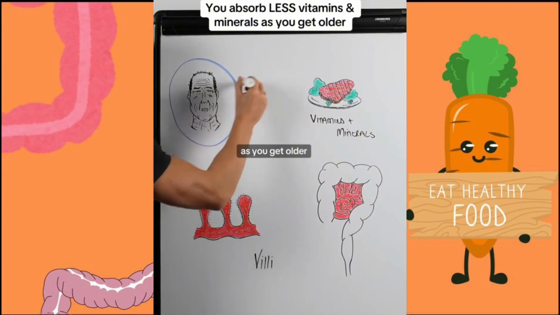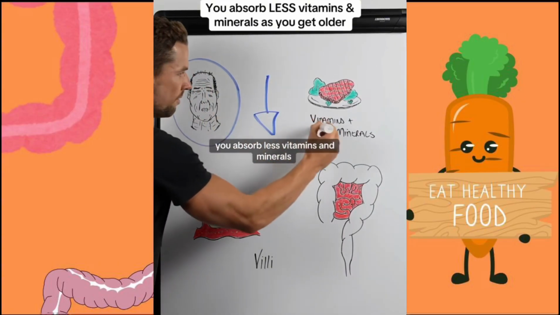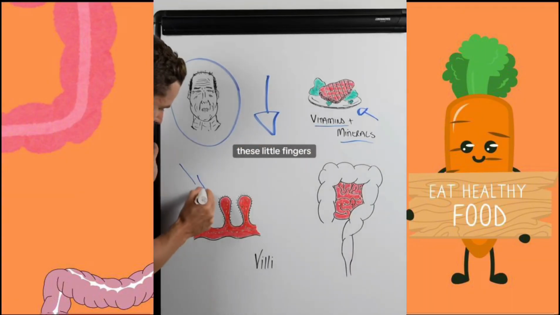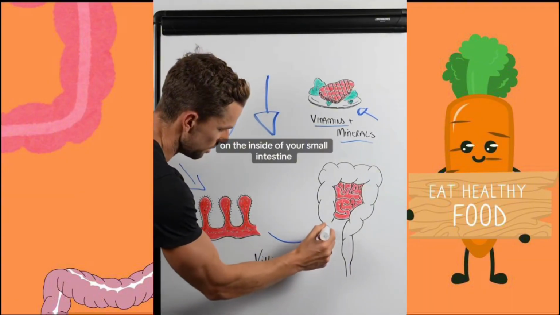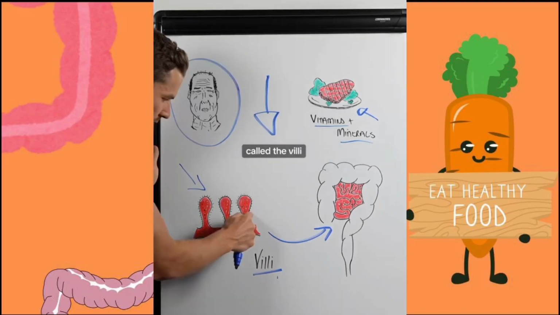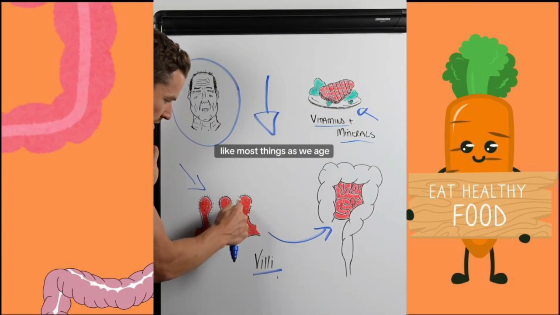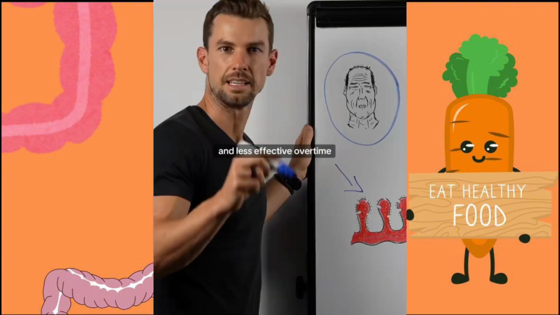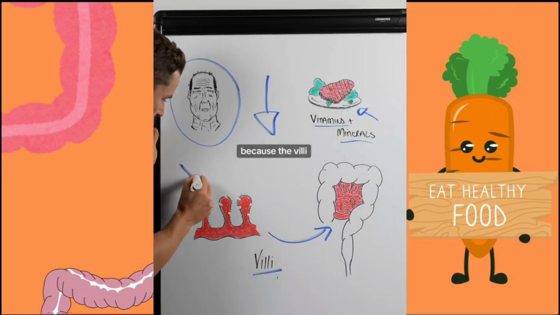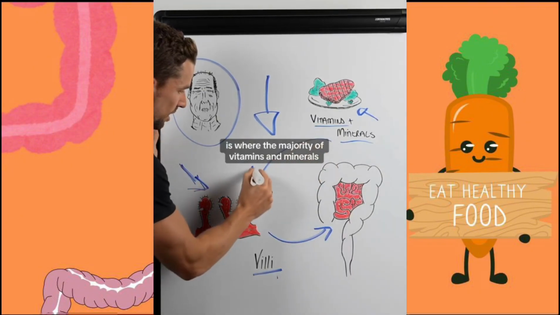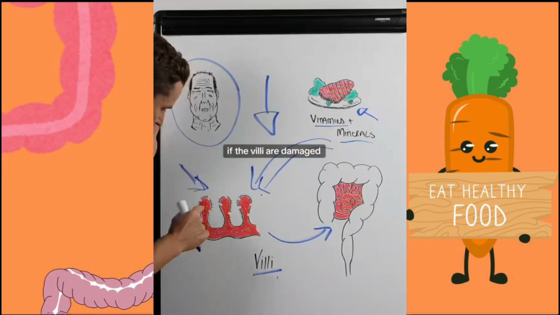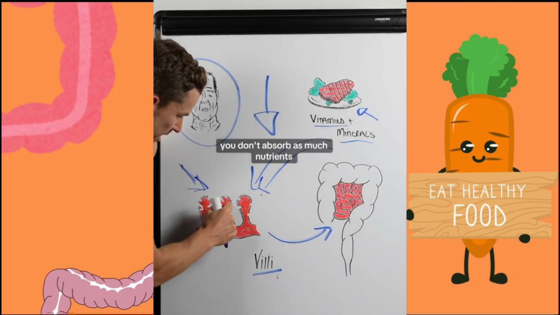As you get older, you absorb fewer vitamins and minerals from food. This is because these little fingers on the inside of your small intestine, called the villi, like most things as we age, slowly become damaged and less effective over time. And this is important because the villi is where the majority of vitamins and minerals are absorbed. If the villi are damaged, you don't absorb as many nutrients.